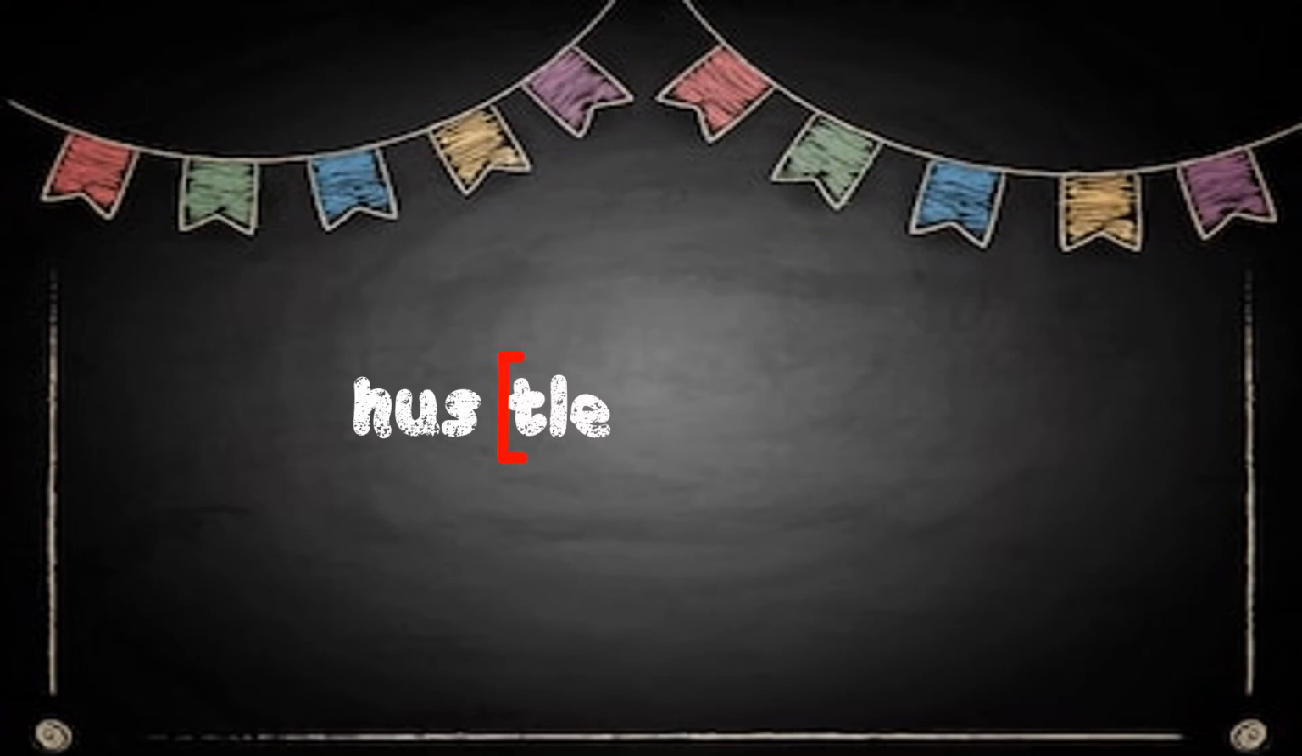T-L-E. So we're going to cross out the E because it is silent. And listen carefully. Hustle. Do we hear the letter T? No, we don't. It's silent also. So we're going to cross it out. Now let's put our accent mark. And now let's code our first syllable. We have a vowel followed by a consonant, so we're going to code it with a breve.